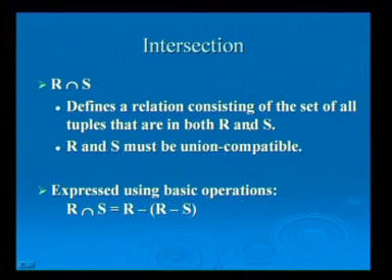Then the intersection operation. Intersection defines a relation consisting of the set of all tuples that are in both R and S. Again, to apply this operation on R and S, they must be union compatible. This can be expressed using the basic operation set difference: R intersection S is equal to R minus the difference between R and S, that is R minus (R minus S).